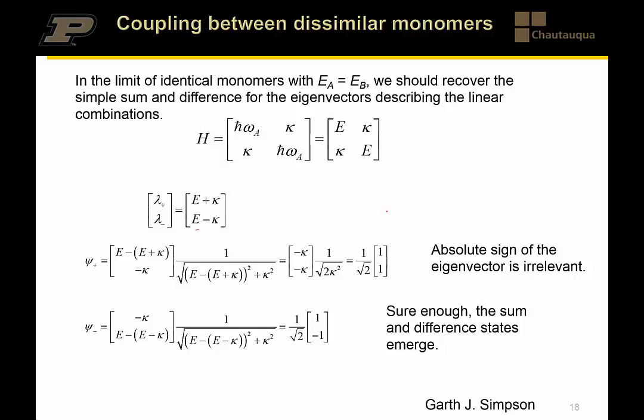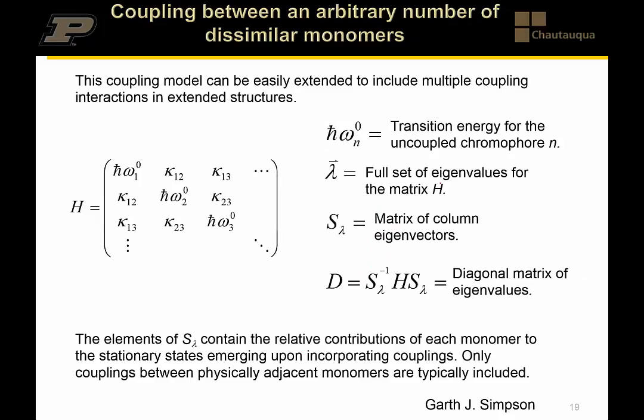The corresponding eigenfunctions, just by substitution, give you something that looks like this. And what is this telling you? It's telling you that for the sum state, you've got this 1 over root 2, 1 times psi 1 plus 1 times psi 2. So this is exactly what we had in the previous expression. And for the difference state, we have 1 over square root 2, 1 times psi 1 minus 1 times psi 2. So it really is the sum and difference between the wave functions that recover, in the limit of identical monomers, the sum and difference states from this more general expression. The big advantage, of course, is that this expression can be used for both identical and dissimilar monomers.